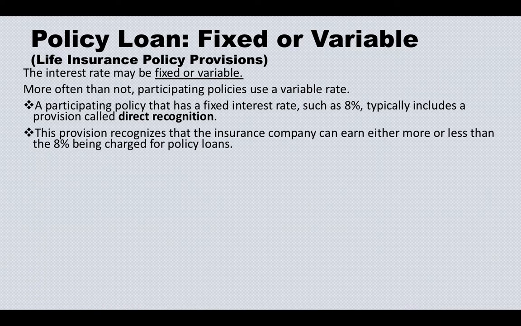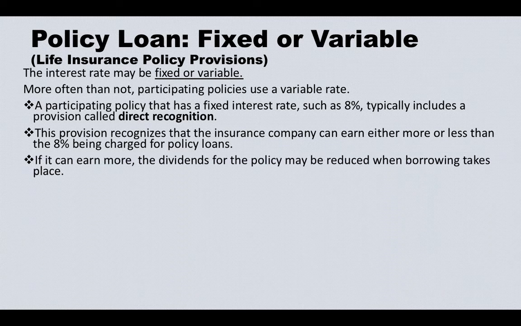This provision recognizes that the insurance company can earn either more or less than the 8% being charged for the policy loan. The insurance company loans you the money and charges you 8%. What if they could loan the money somewhere else and get a higher interest rate than 8%? So basically, if it can earn more, the dividend for the policy may be reduced when borrowing takes place. We loan you $200,000, and we charge you 8% annual interest.